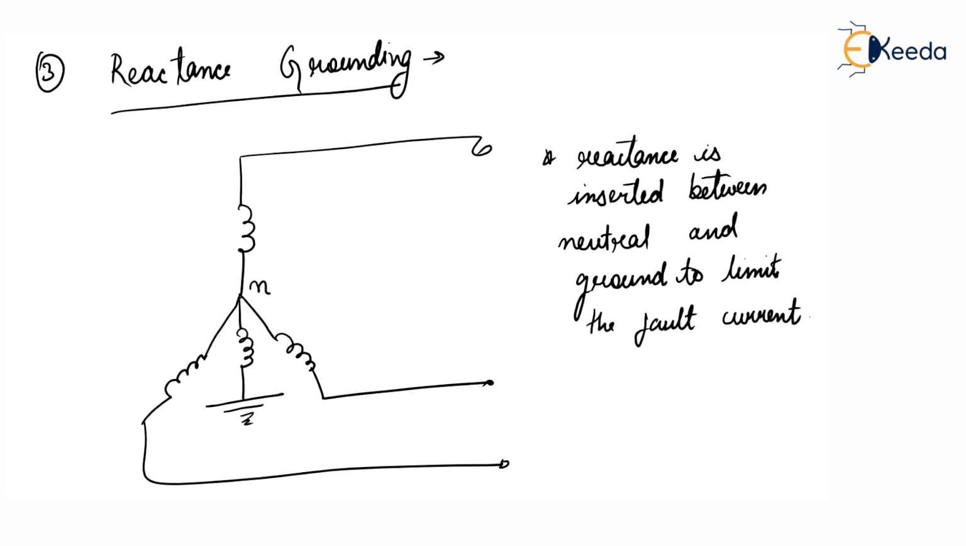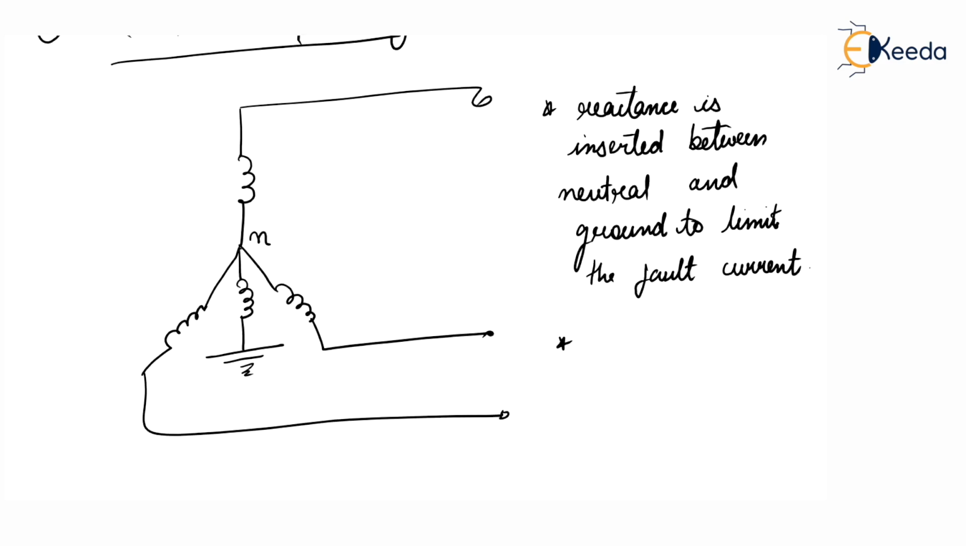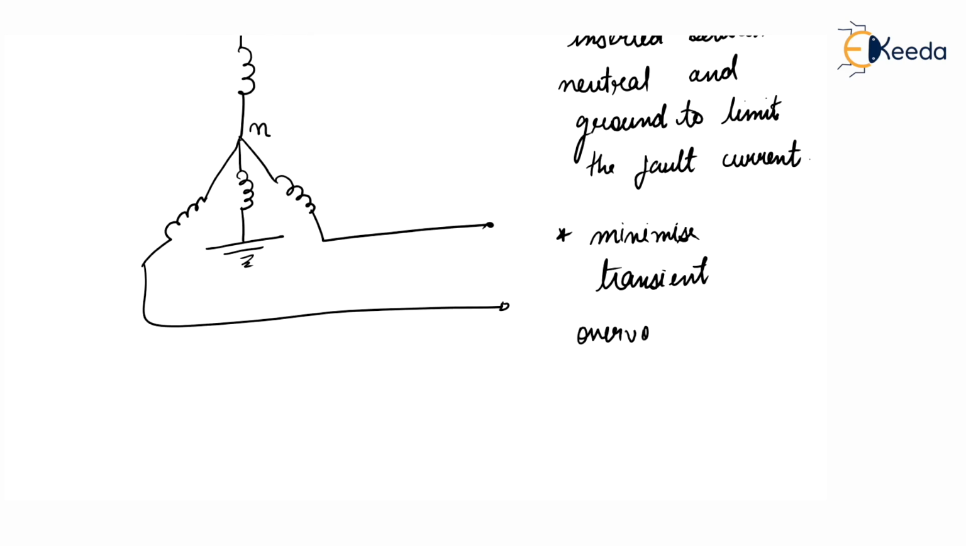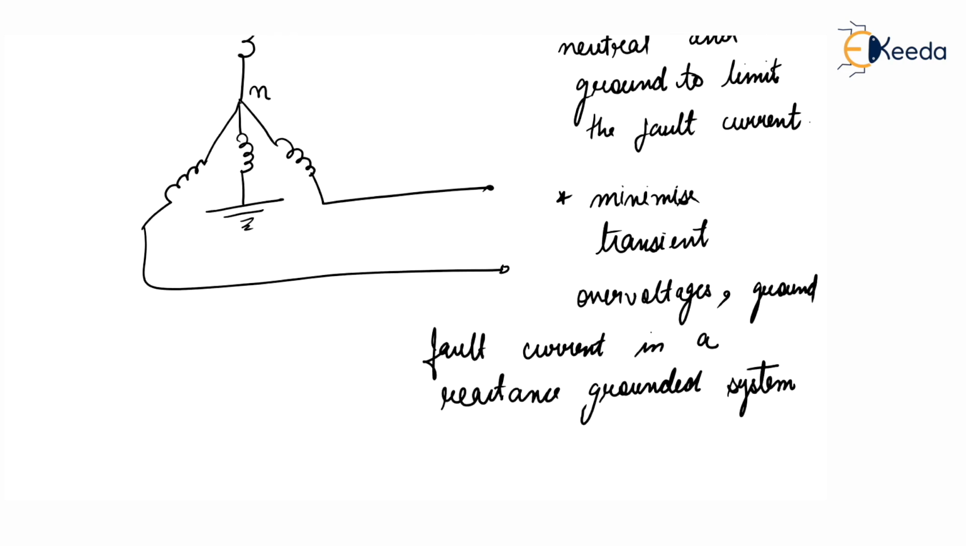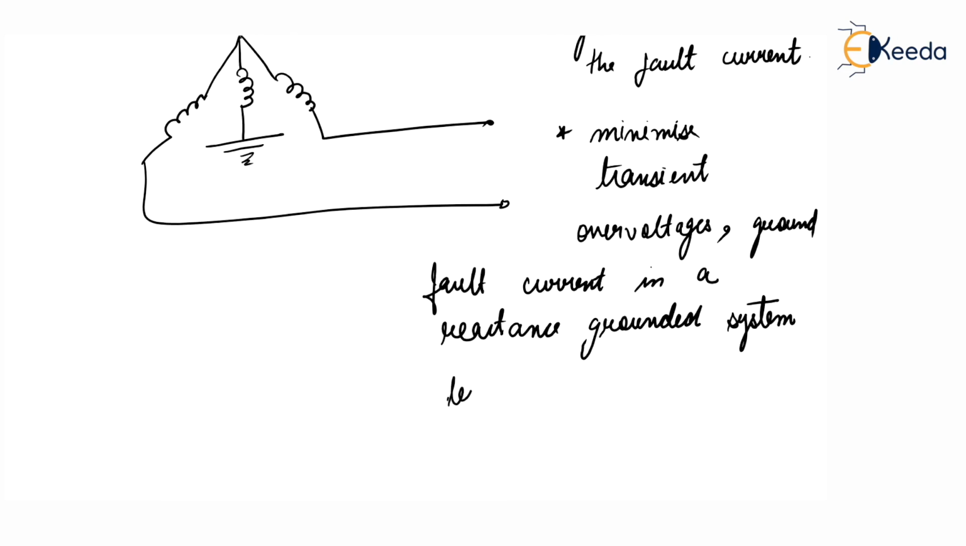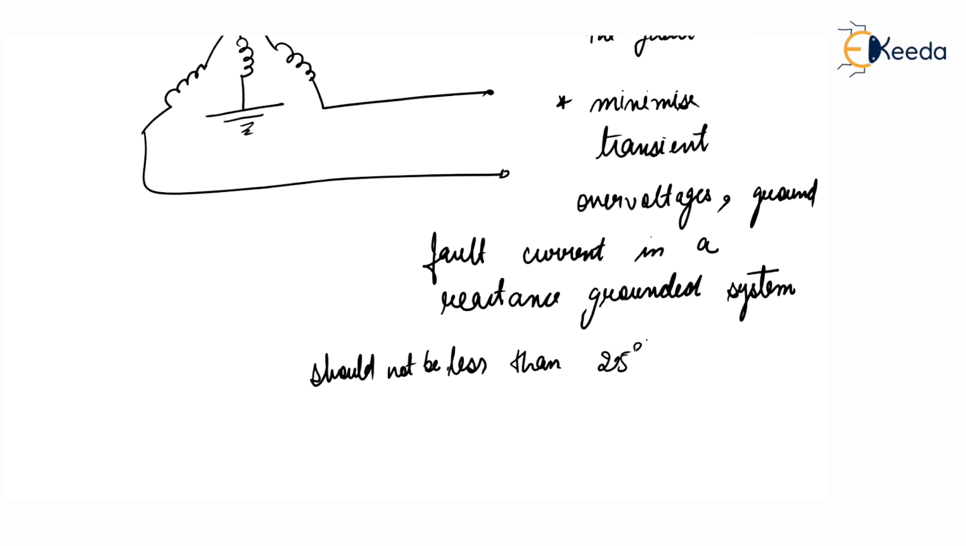So, to minimize the transient overvoltages, the ground fault current in a reactance grounded system should not be less than 25% of the 3-phase fault current.